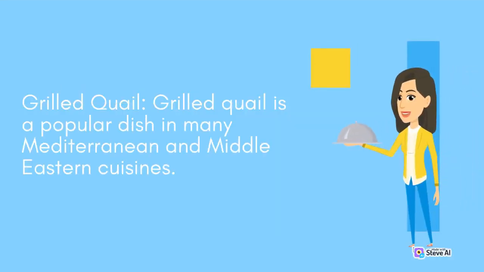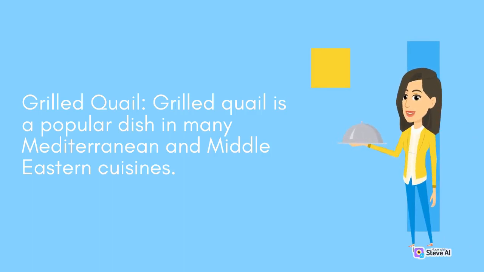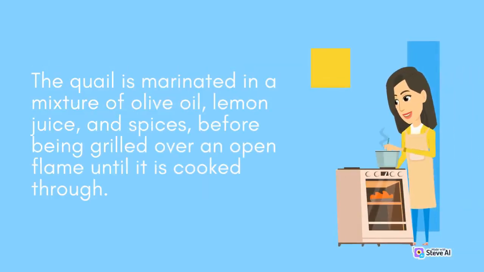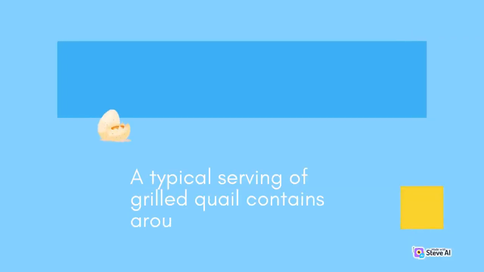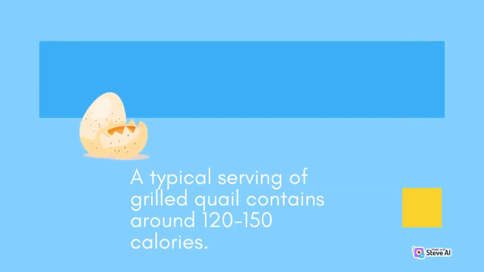Grilled quail. Grilled quail is a popular dish in many Mediterranean and Middle Eastern cuisines. The quail is marinated in a mixture of olive oil, lemon juice, and spices, before being grilled over an open flame until it is cooked through. A typical serving of grilled quail contains around 120 to 150 calories.